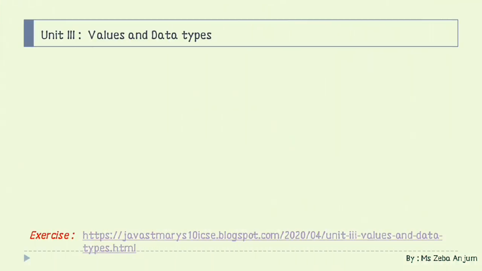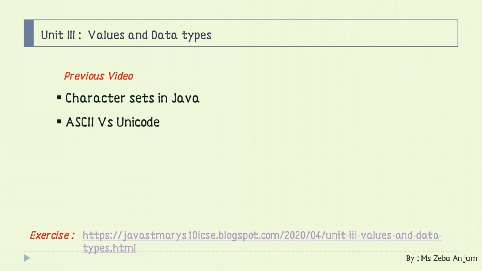So today we are going to see unit number 3, that is your values and data types. In the previous video, we have seen what are the character sets in Java. We have also seen the ASCII codes versus Unicodes, what are the differences as well as the similarities between those two. We have seen the escape sequences, and at the last a sample program that defines the working of those escape sequences.